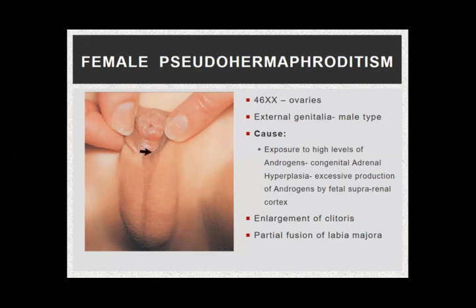the baby, the embryo that is developing, the fetus, that poor fetus, may have developed hyperplasia of the adrenal glands, with androgens produced by the fetal suprarenal glands. So when there is production of androgens, the external genitalia become male type.